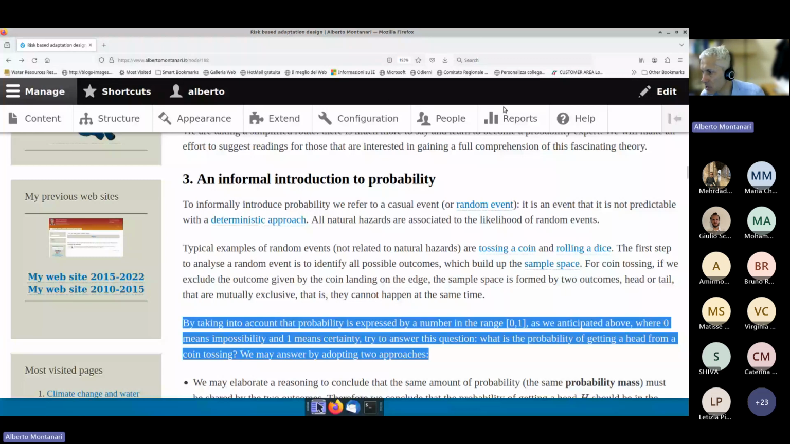Let me just see on the chat because I see a red here. And okay, there is a question. With how much data are we able to move from a random-based approach to a deterministic approach in climate change? I don't think it is a matter of data availability.